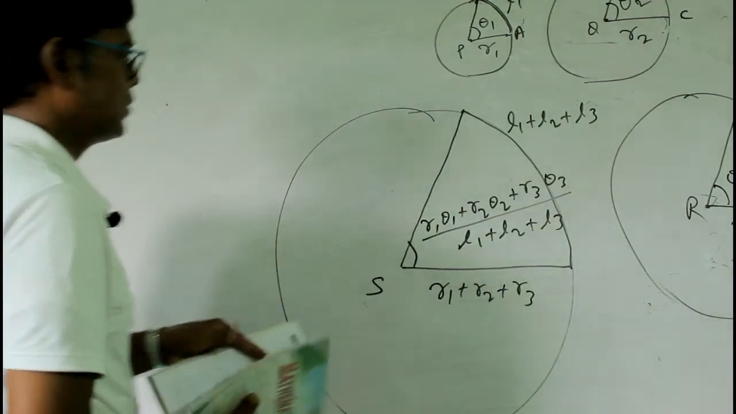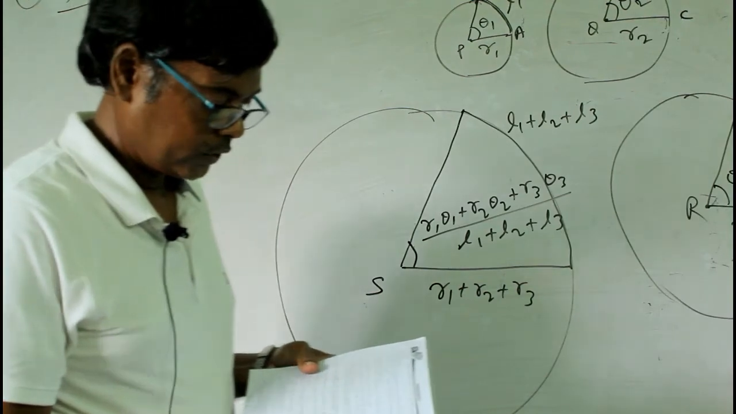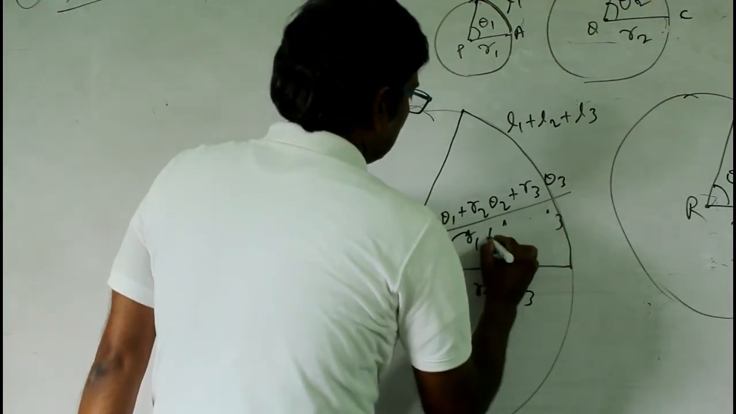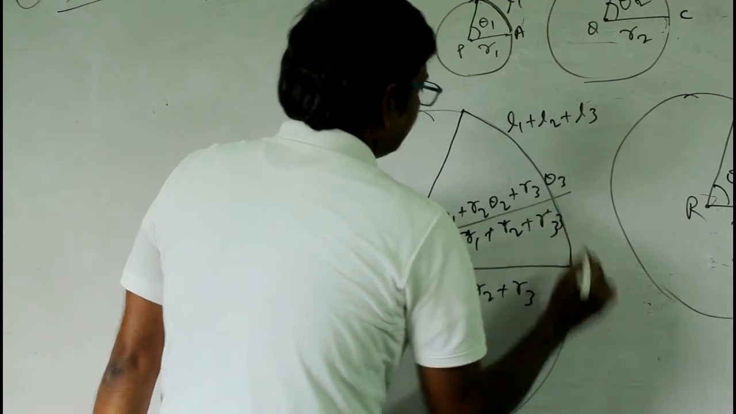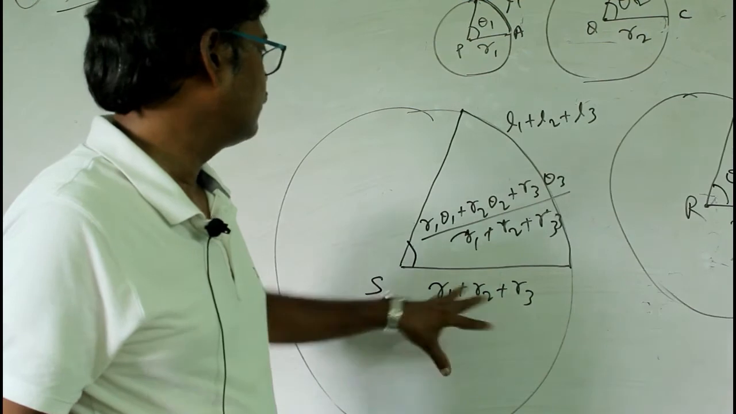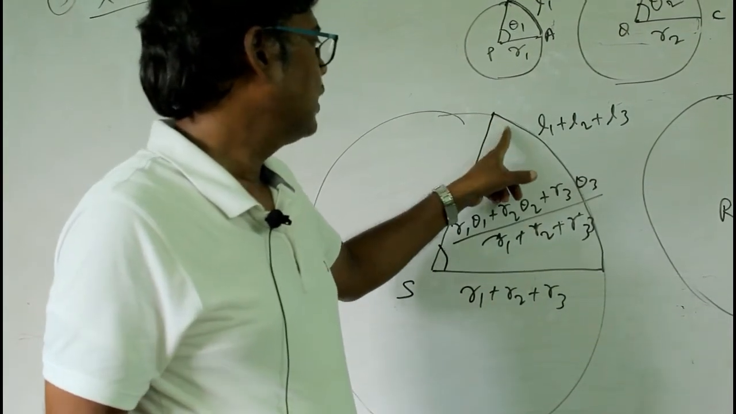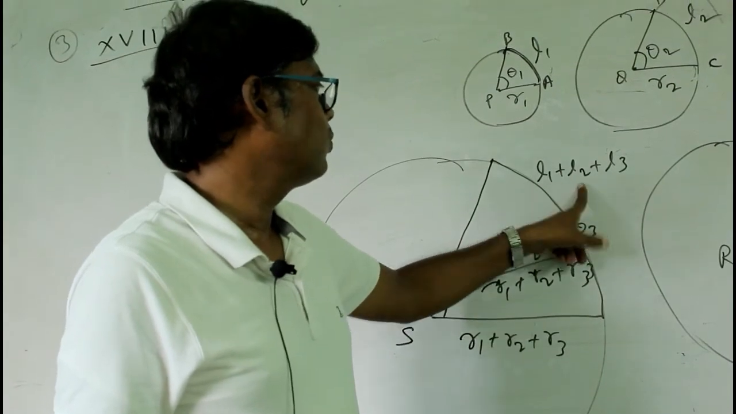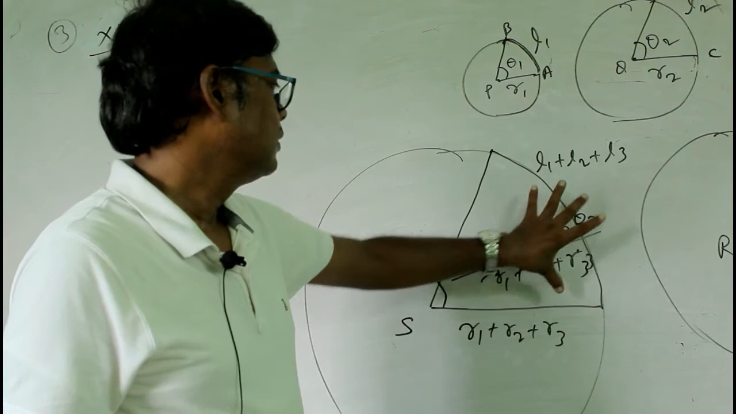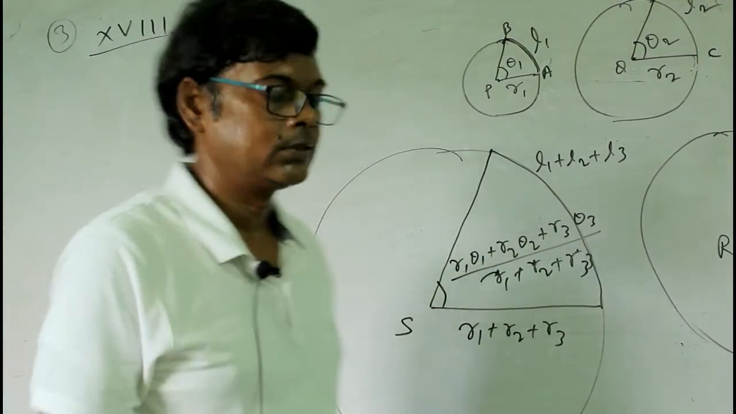Okay, we have to prove this. So this is the question. Sorry, here it is actually R1 plus R2 plus R3. So if the radius of this other circle is R1 plus R2 plus R3, and the length of this arc is L1 plus L2 plus L3, then this arc will subtend this angle at the center of this circle. We have to prove this.